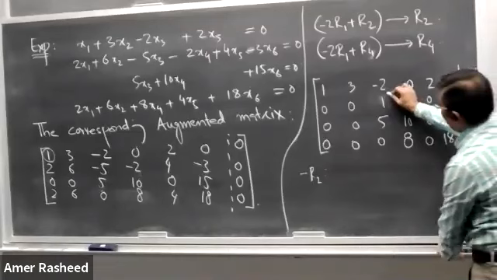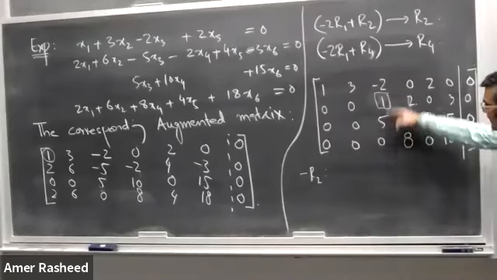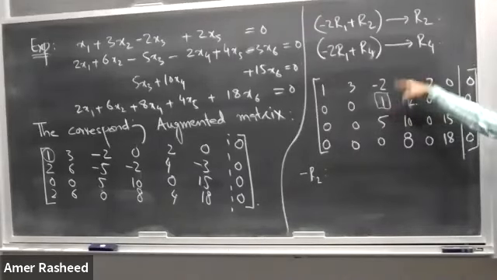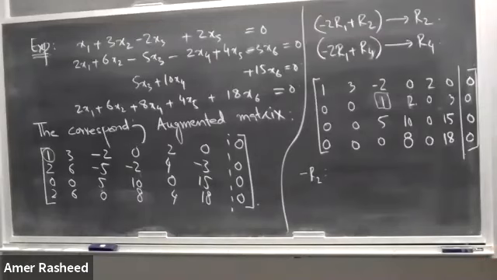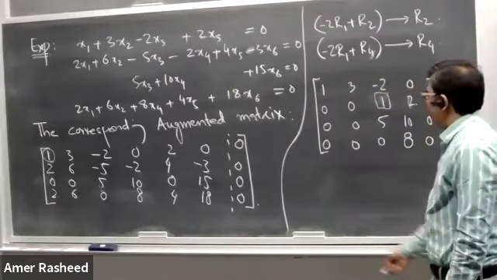Now we have 1 here. Okay, in the second row, we have a pivot entry. Now we have to make below this thing 0, below and above. Okay. Now we are going to apply two operations in order to make zeros below and above it.